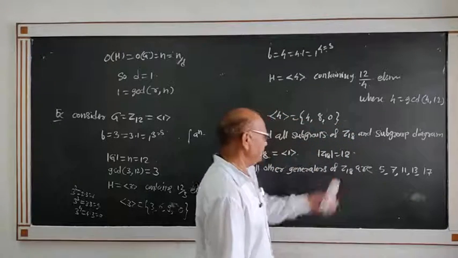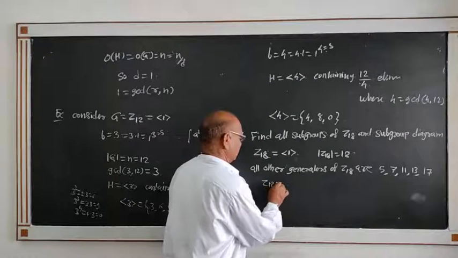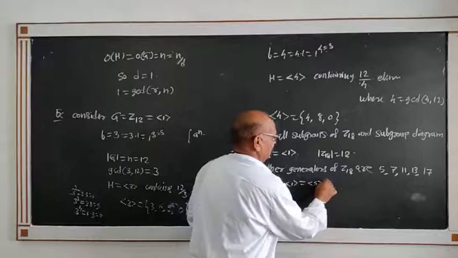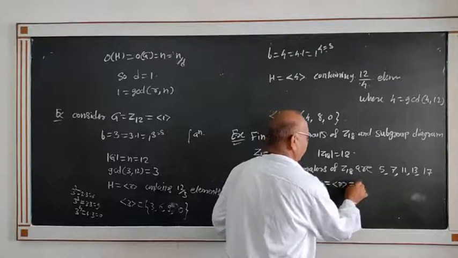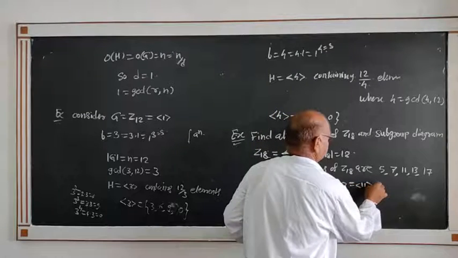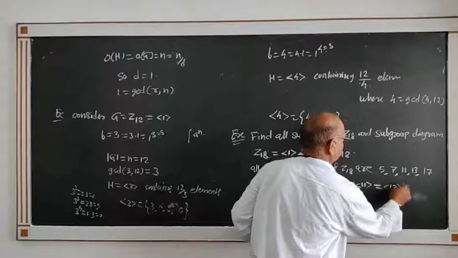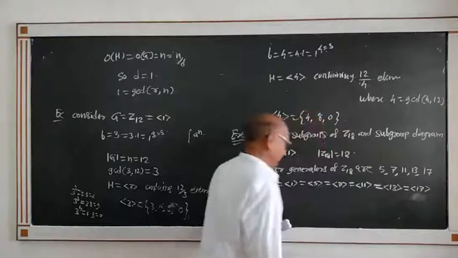Other generators are, okay. That means here Z18 is generated by 1, generated by 5, generated by 7, generated by 11, generated by 13, generated by 17.